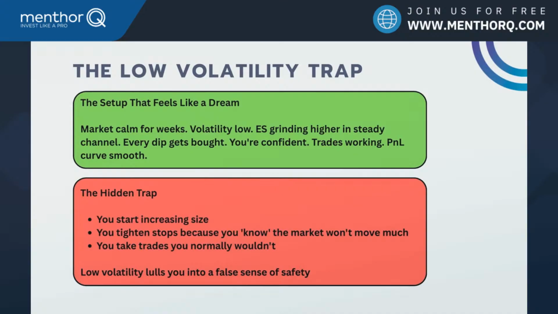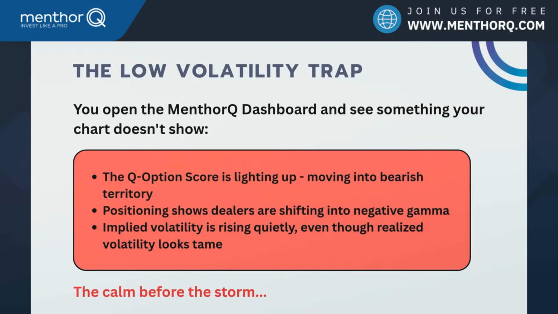But here's the trap. Low volatility brings us sometimes a false sense of safety. So you start increasing size, you tighten stops because you know that the market won't move much, and you may even trade thinking that everything is easy, right? But the problem is that, let's say that now you open up the MenthorQ dashboard and you see something that the chart didn't show. The option score is lighting up, moving into bearish territory. Positioning shows that dealers are shifting into negative gamma, and implied volatility is rising quietly, even though realized volatility on your charts looks the same.